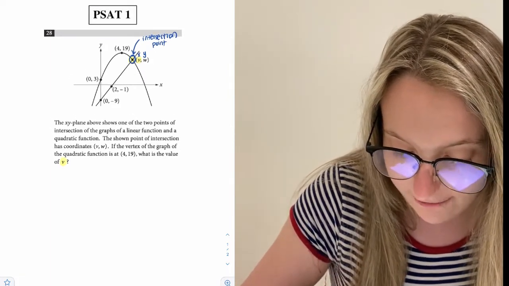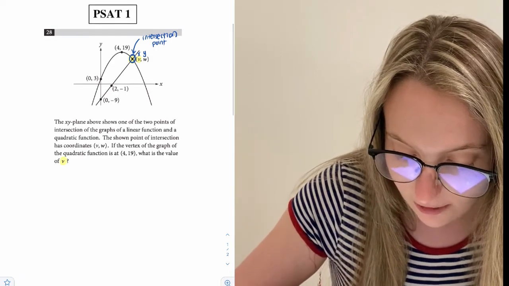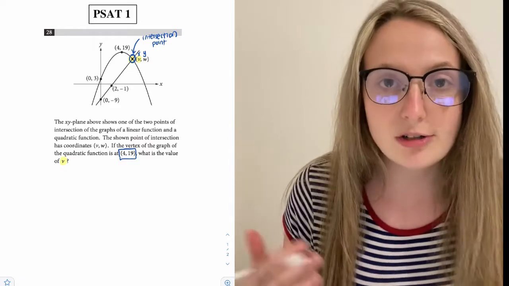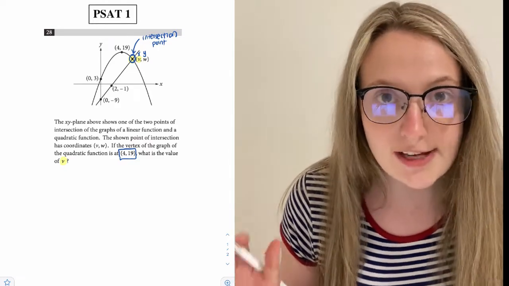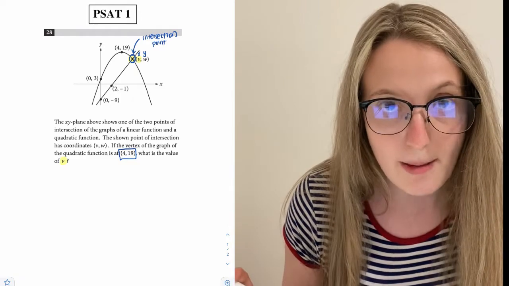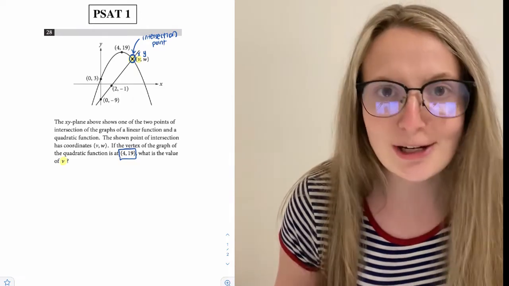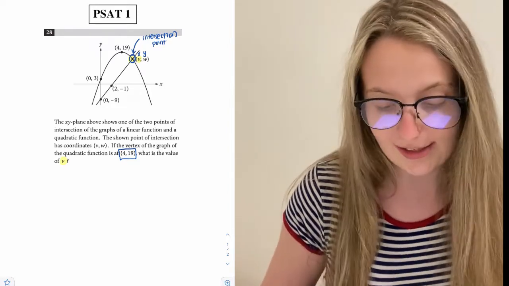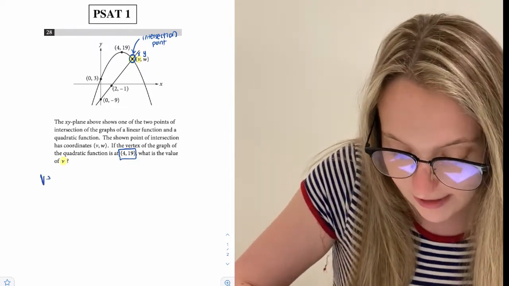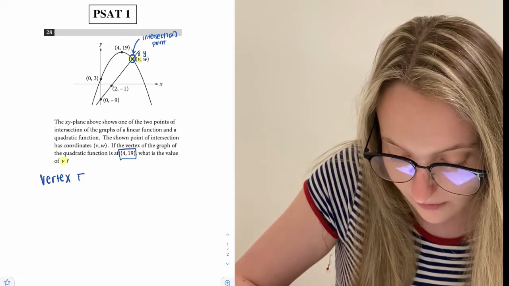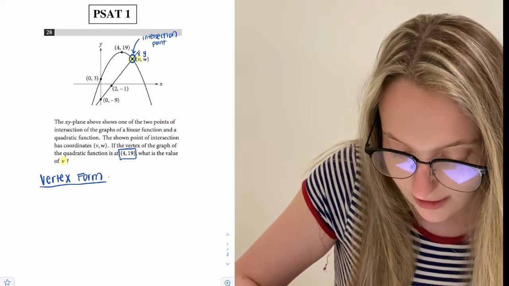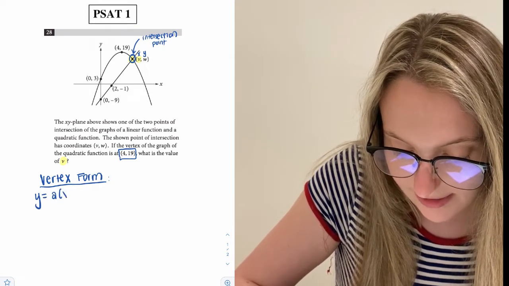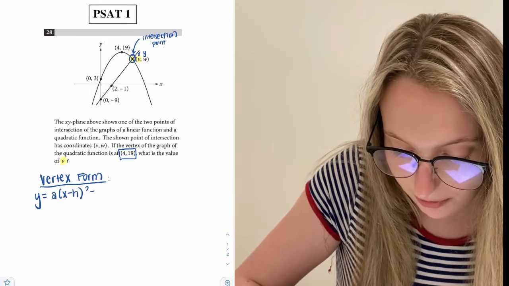So the quadratic function, they tell us that the vertex of the graph is (4, 19). So in order to plug that in, we're going to need to know vertex form. If you don't have vertex form memorized yet, pause the screen, make sure to screenshot it, get it up in the noggin because you definitely need to know that for your SAT. All right, so vertex form is written as follows. So we have y is equal to a times (x minus h) squared plus k.